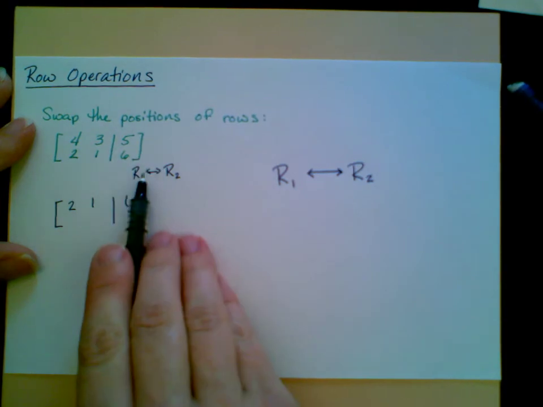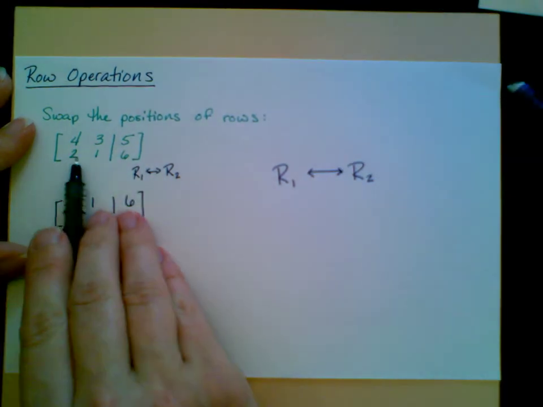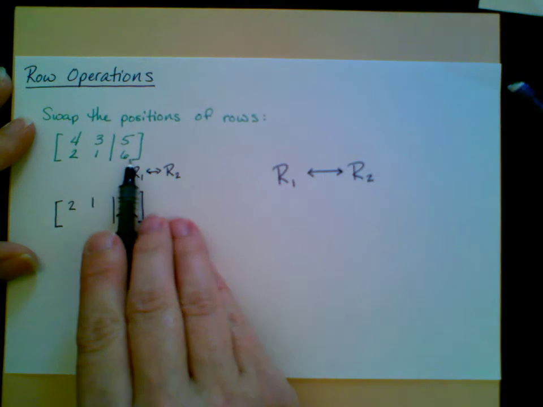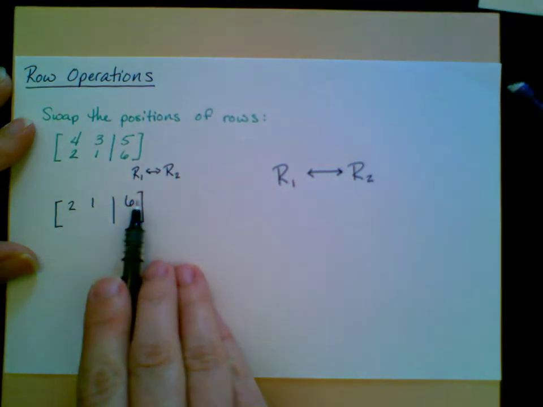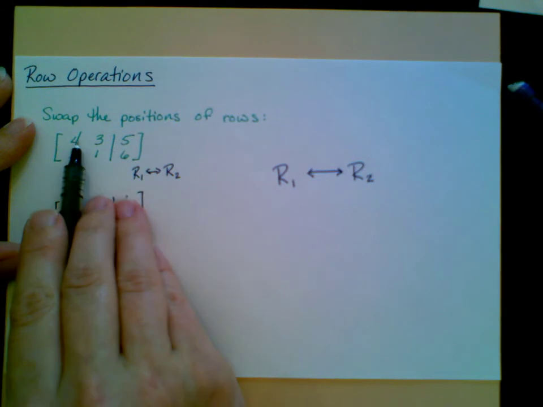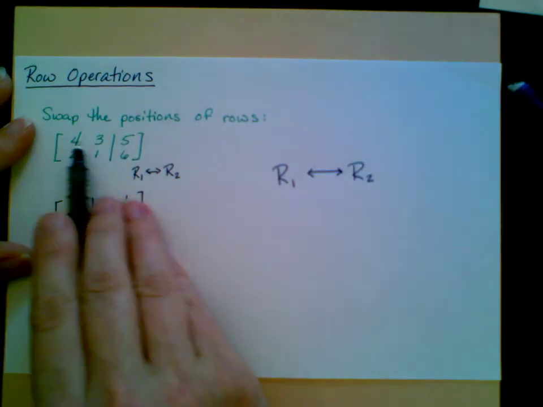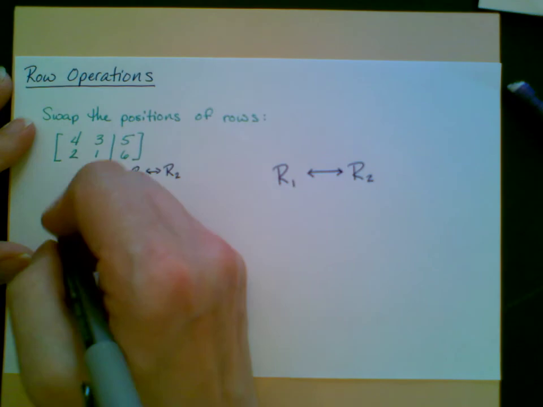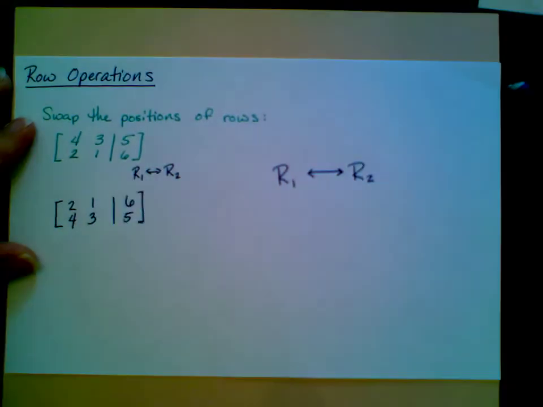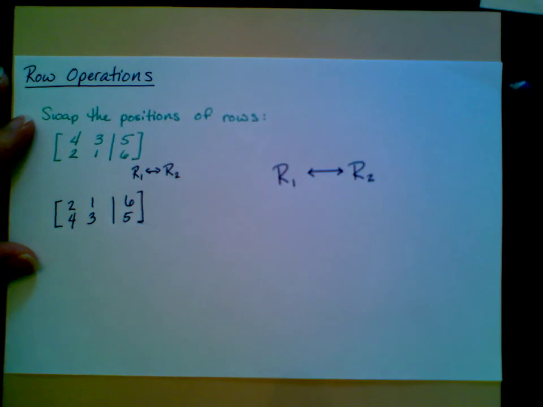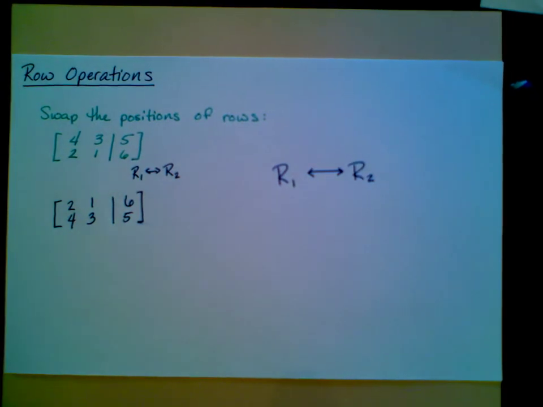So I'm swapping the position of these rows. So row 2, that had 216 in it, becomes row 1. So now row 1 is 216. Row 1, which says 435, becomes row 2. So I write 4, 3, 5 as row 2. That's really as simple as it could possibly get. We're just swapping the positions of things.